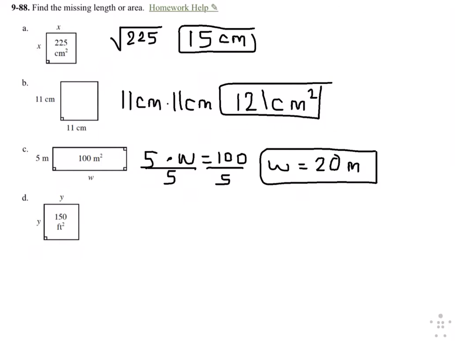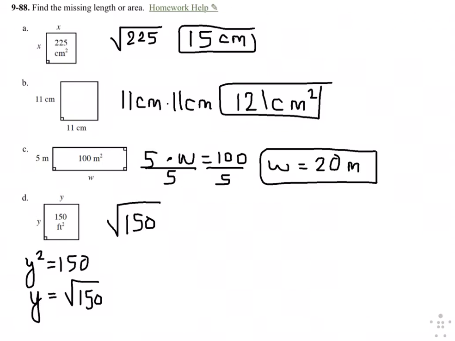And the last one, they want us to find the side lengths of the square. So they're really asking us to find the square root of 150, right? And the reason they're asking us that is because we know y times y, or y squared, equals 150. So we take the square root of both sides, right, and we get y equals root 150. I'm okay if you leave it just like that for now.